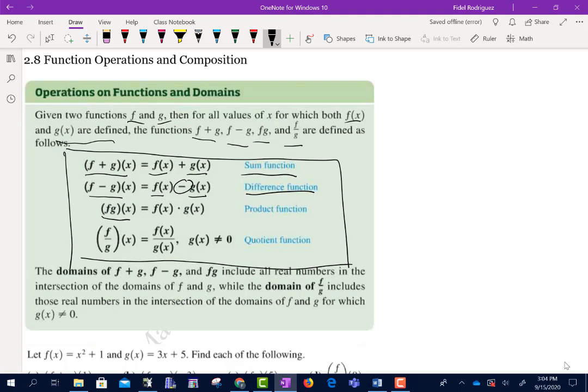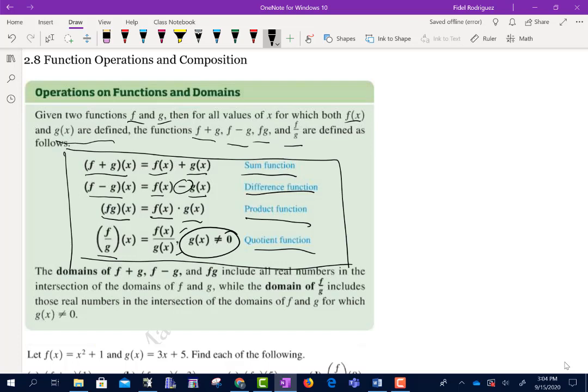f times g of x would be f of x times g of x. That's the product function. And f divided by g of x will be f of x divided by g of x, as long as g of x is not 0, because you can't divide by 0. That's what we call the quotient function.